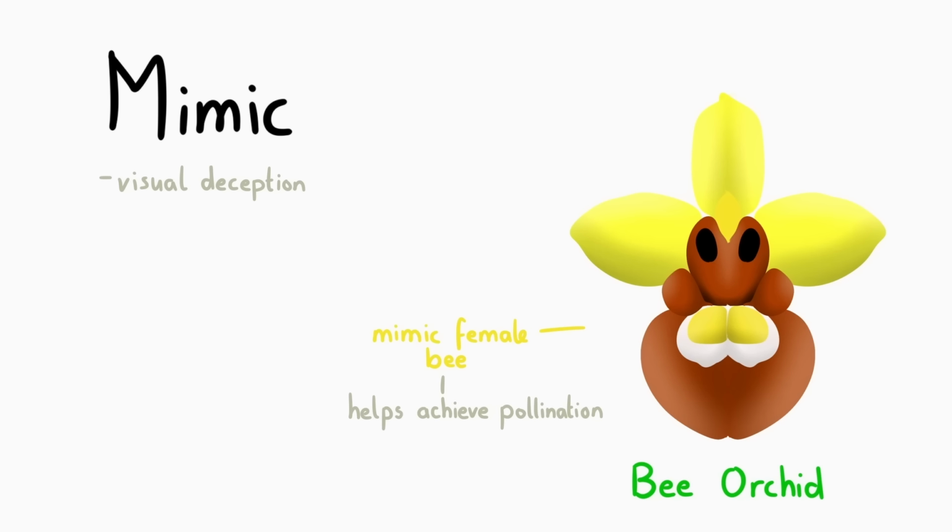This tricks male bees into attempting to mate with the flower, facilitating pollination in the process. Another fascinating example is the dead nettle plant, which closely resembles the stinging nettle but doesn't actually produce stinging hairs. By mimicking a harmful plant, it deters herbivores without having to invest energy in producing actual defensive structures.